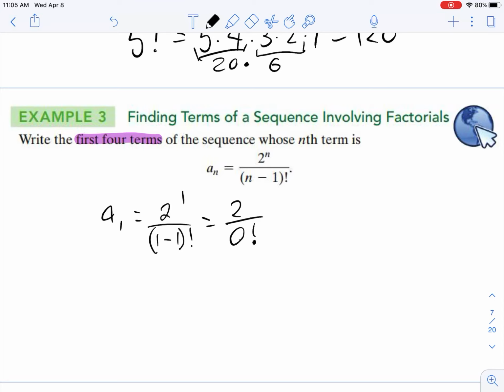Okay. Now, if you guys recall, when you have 0 factorial from Algebra 2, we found this by making a table and working our way backwards. And we're able to find that this is actually going to give us 1. So we get 2. Okay. So once again, 0 factorial is equal to 1.